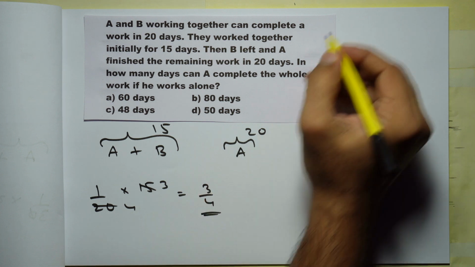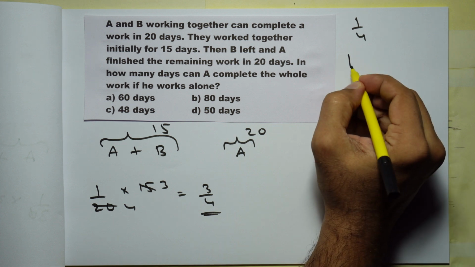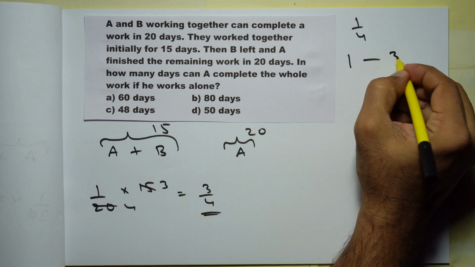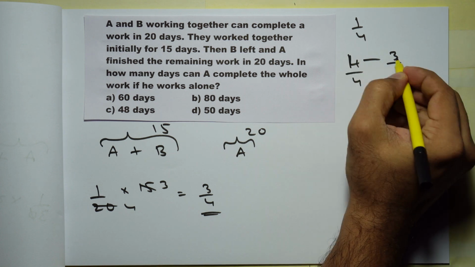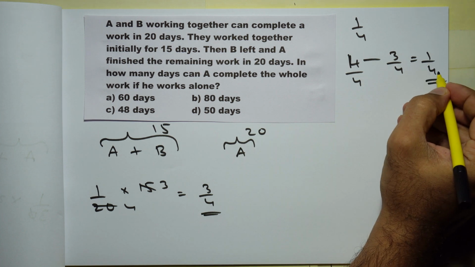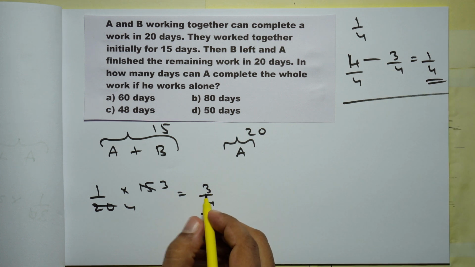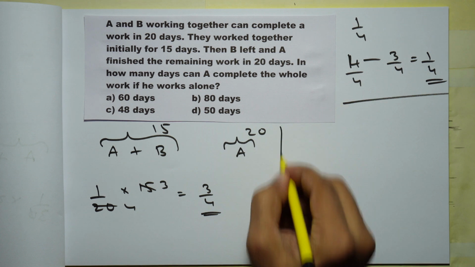Remaining work that has to be done is 1/4. The whole work can be considered as 1, and what has been done is 3/4. So whole minus 3/4. 1 can be written as 4/4. So 4 minus 3 is 1, 1/4. So the remaining work that has to be done is 1/4th of the work, because 3/4th has been done by A and B in the first 15 days.